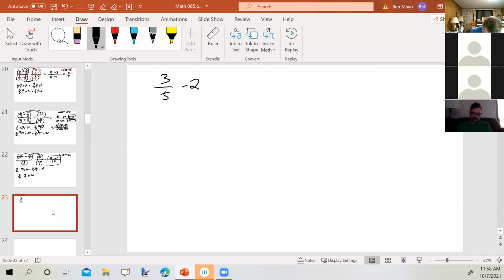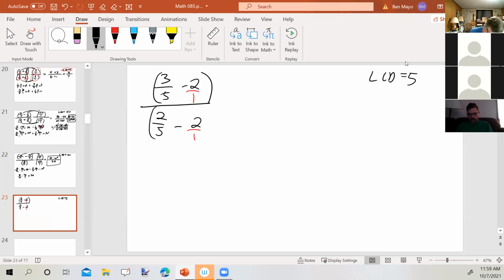3/5 minus 2 over 2/5 minus 2. First of all, there's an implied 1 in the denominators of those two numbers. Okay. So the LCD of 5, 1, 5, and 1 would just be 5. Okay.